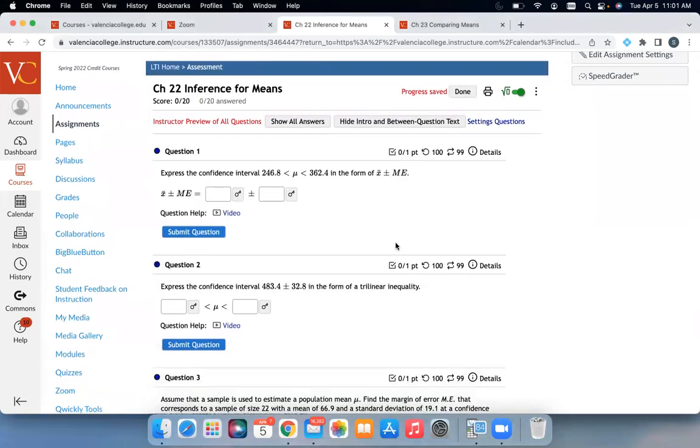Okay, so remember the whole key here is we're trying to take a sample, find our sample mean or sample standard deviation, and then use that to make predictions about our entire population. So everything is about means here. So let's look at this question.